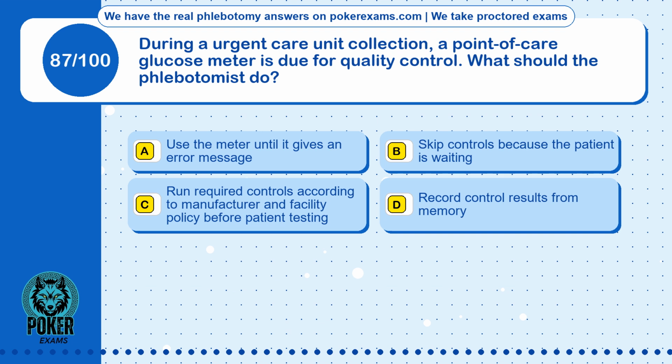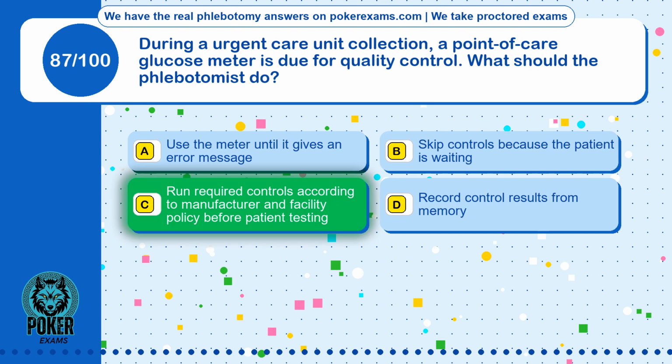Question 87. During an urgent care unit collection, a point-of-care glucose meter is due for quality control. What should the phlebotomist do? Option A. Use the meter until it gives an error message. Option B. Skip controls because the patient is waiting. Option C. Run required controls according to manufacturer and facility policy before patient testing. Option D. Record control results from memory.